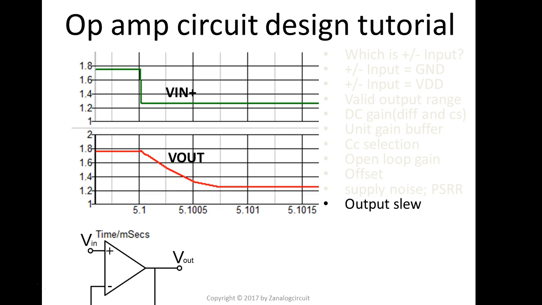So let's take a look at the circuit. Essentially, the input jumped from slightly lower than 1.8 all the way to 1.3. The output is going to follow slowly after, let's say, 0.5 microsecond, until it eventually reaches there. Right. But how are we going to calculate how long it takes?